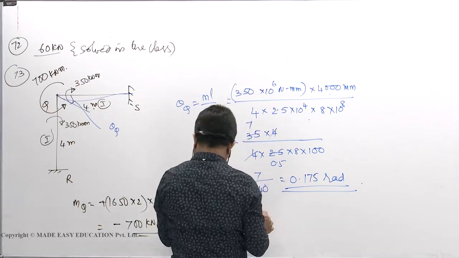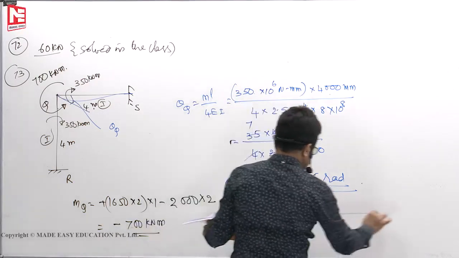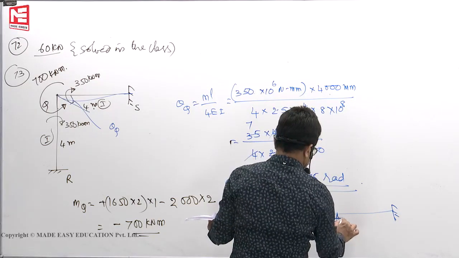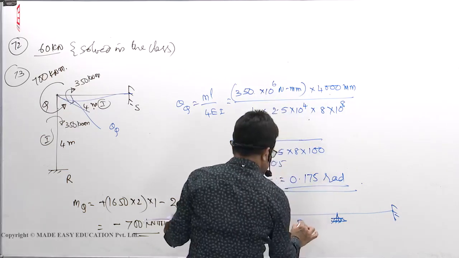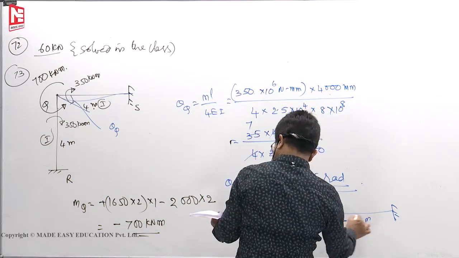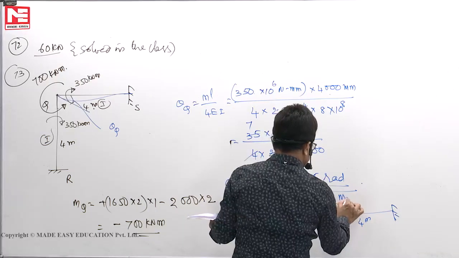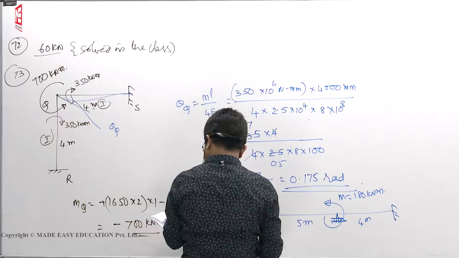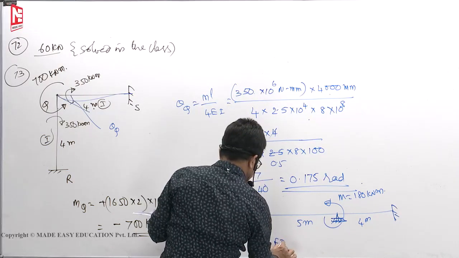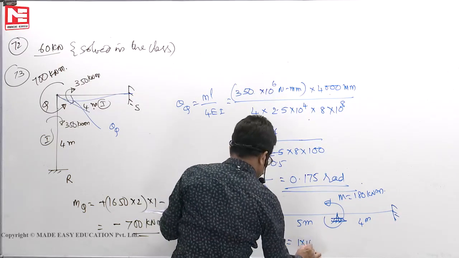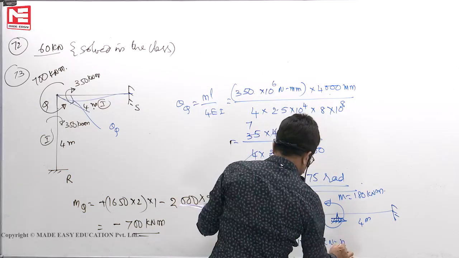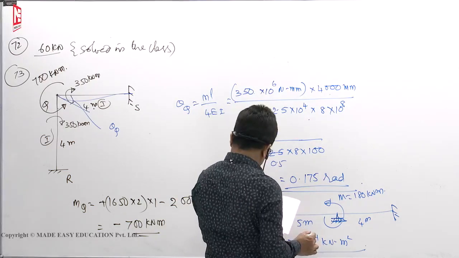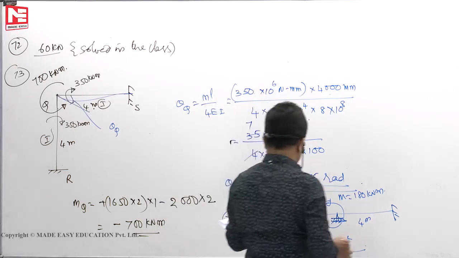A prismatic beam PQR, with spans of 5 meters and 4 meters. An anti-clockwise moment M of 180 kilonewton meter is applied. EI is given as a fixed quantity, 1 into 10 to the power of 4 kilonewton meter square. Find the rotation at Q up to 2 decimal places.